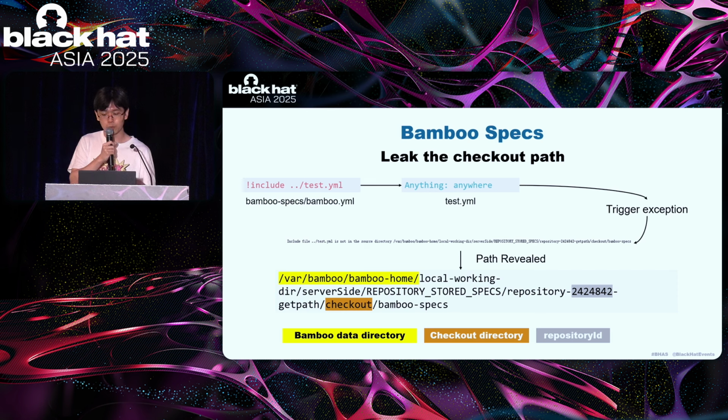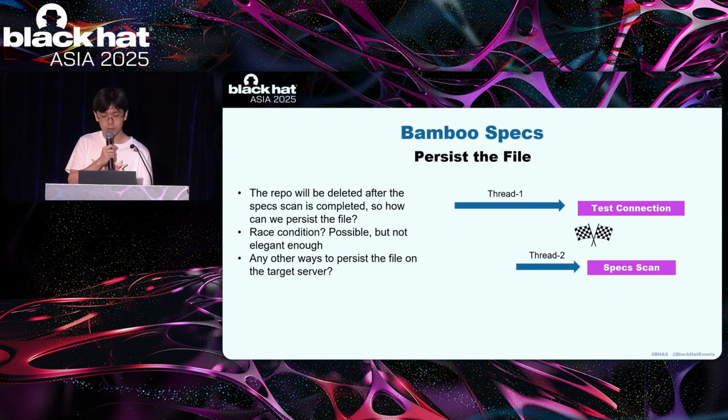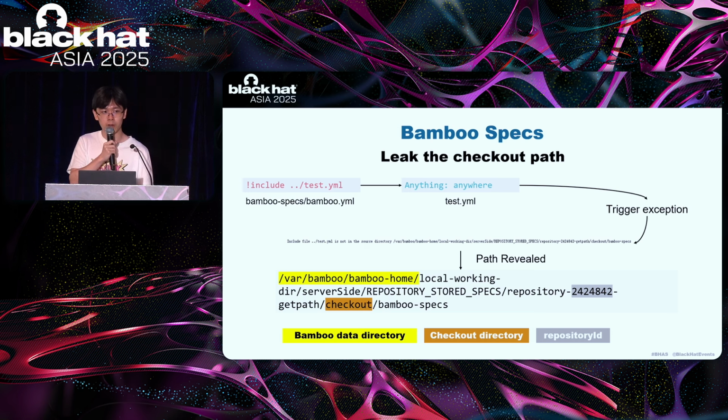So if you prepare two YML files and include one of them using the traversal path, it will actually trigger the exception we just mentioned. And this exception message just contains the absolute path info we need. And you can see that that is the absolute path of the cloned repo. The first part is the Bamboo data directory, and below it is a checkout directory and also the repository ID. So if you have this path, you know where the dynamic library file persists.